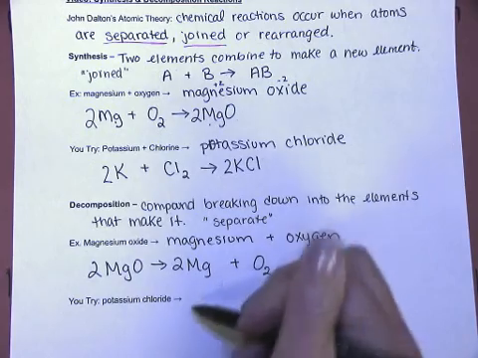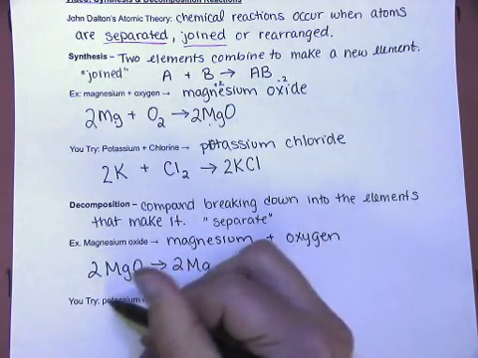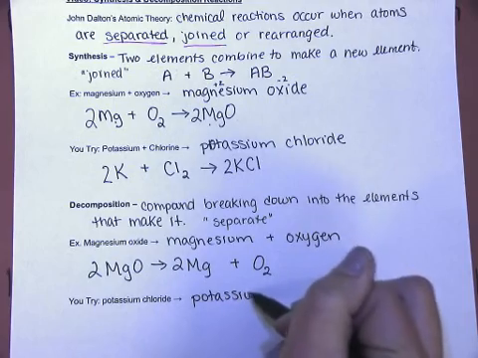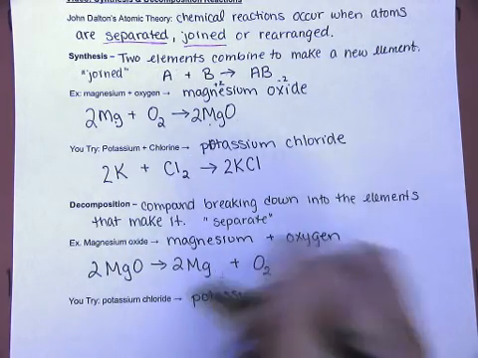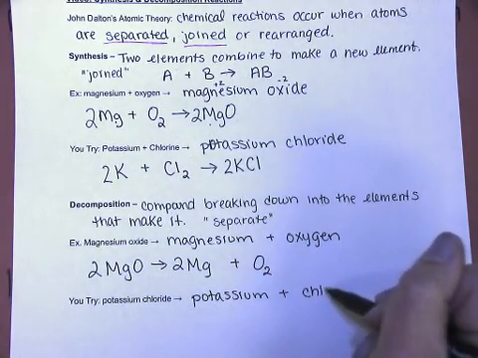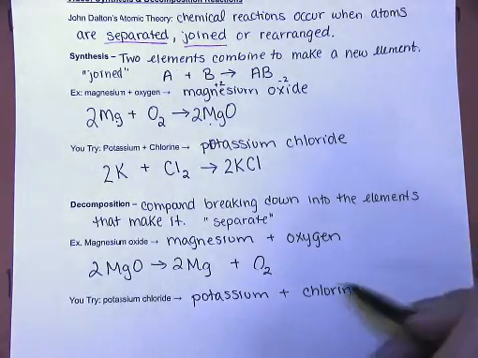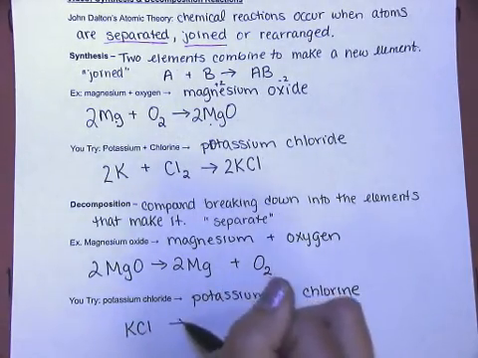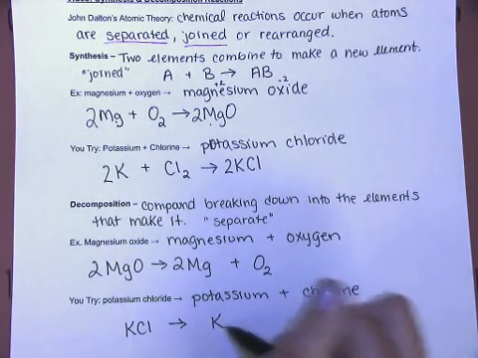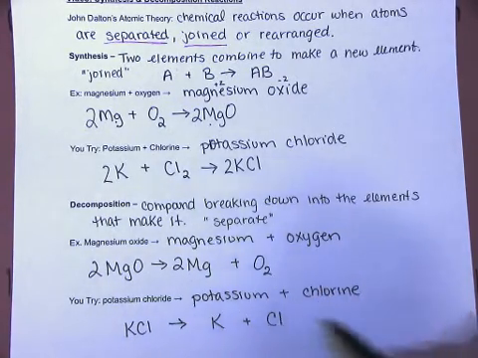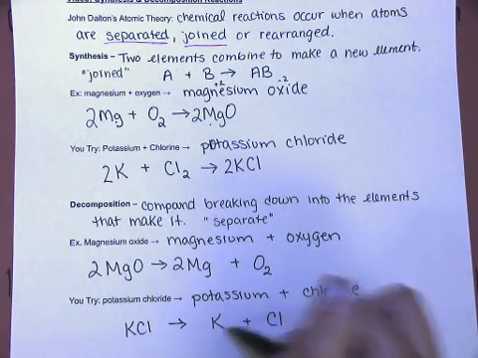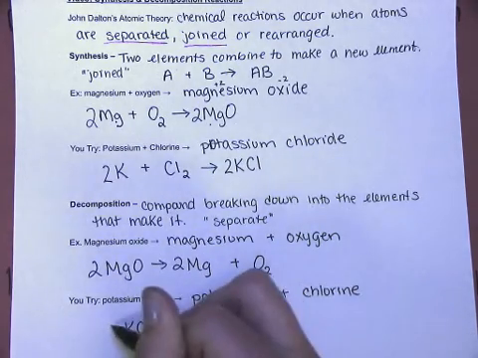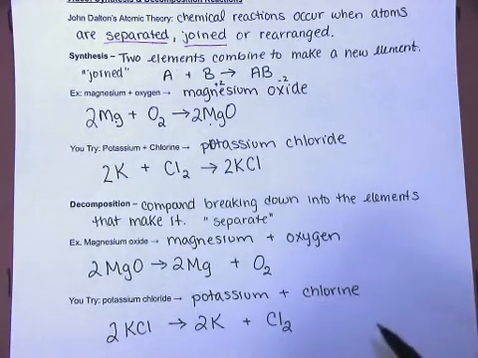Same thing can be done with potassium chloride. Potassium chloride breaks down into potassium, and chloride came from chlorine. Potassium chloride is written as KCl, breaks down into potassium and chlorine. Potassium's not a diatomic, but chlorine is, so Cl2. Then to balance, add a 2 and a 2.